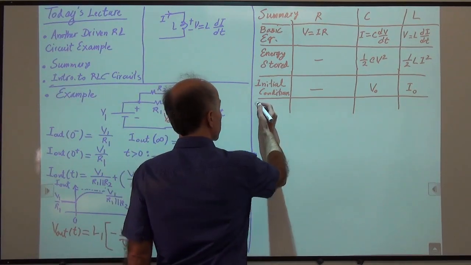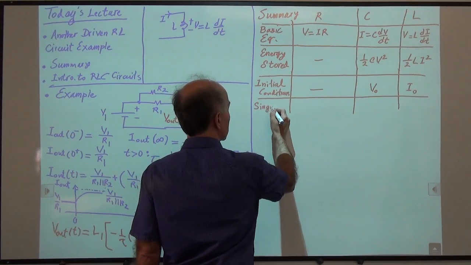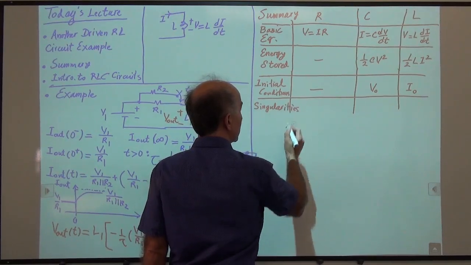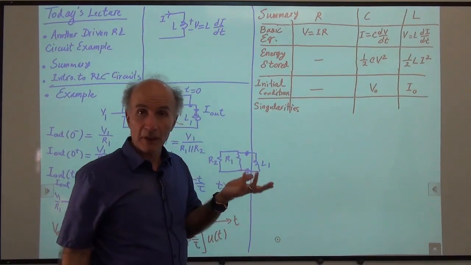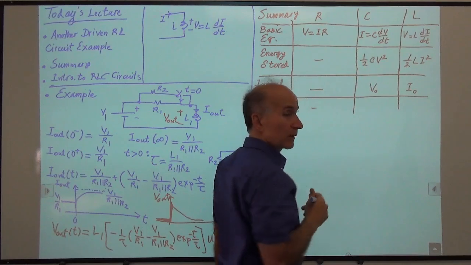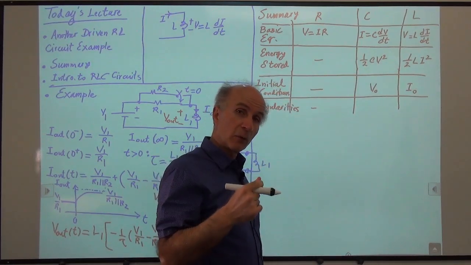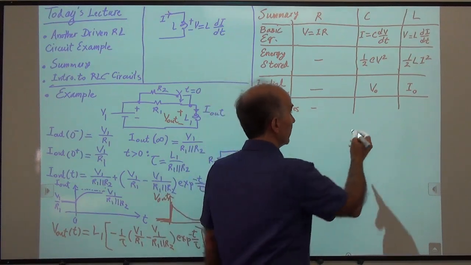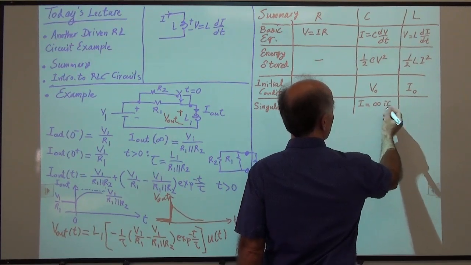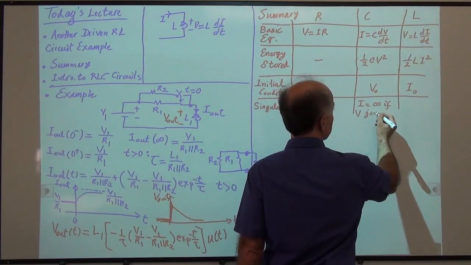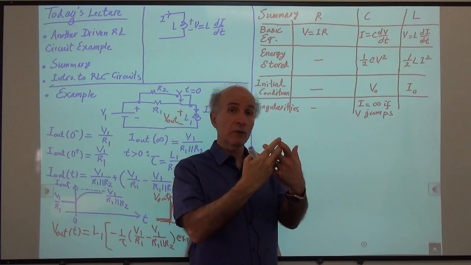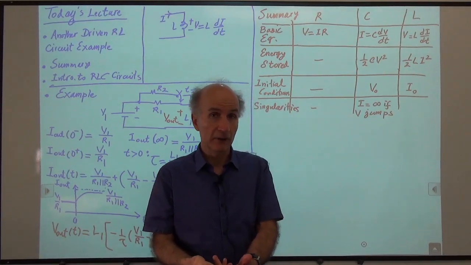So what I call singularities means things that end up with some infinite quantity somewhere. For resistors, we don't have that. But for a capacitor, we end up with an infinite current if the voltage changes instantaneously, right? So we say I is infinite if V jumps. All right, those go hand in hand. If we want the voltage to jump, we have to provide an infinite current.